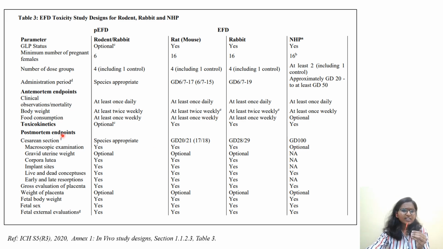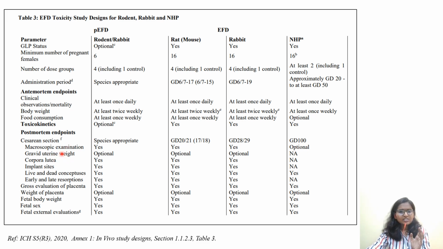Okay. Next, coming to post-mortem endpoints, these are the endpoints you have to see in the case of embryo-fetal developmental toxicity. Caesarean section is at GD 20 or 21 in the case of rat, or 17 or 18 in the case of mice, whereas in the case of rabbit, you have to perform the caesarean section on gestation day 28 or 29. In the case of non-human primate, on gestation day 100.